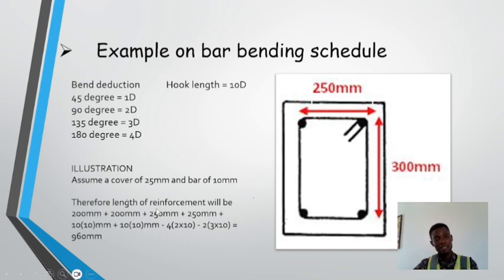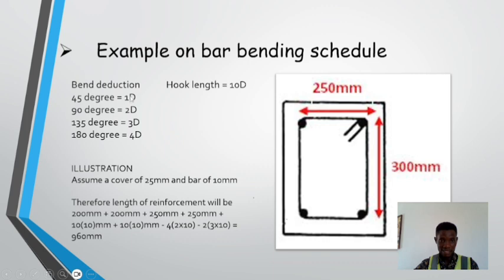If you are bending at an angle of 45 degrees, the formula to know what to deduct from your reinforcement is 1D. So you just do 1 times the diameter of the reinforcement. D here represents the diameter of the reinforcement you are using. Let's assume you are working with a 10 mm reinforcement and you want to bend at 45 degrees. It's going to be 1 multiplied by 10, so you deduct 10 from the length of the reinforcement you need to cut.